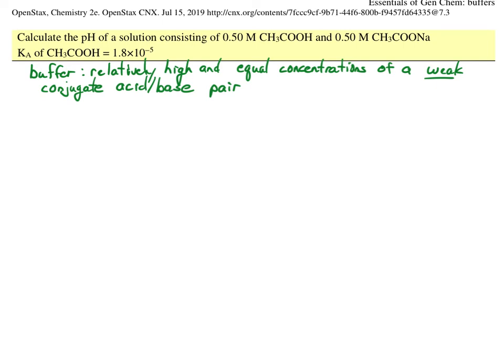This solution is a buffer. It contains relatively high and equal concentrations of a weak conjugate acid-base pair. In this case, it's a weak acid and its conjugate base. Therefore, we can use the Henderson-Hasselbalch equation to determine pH. And now we substitute the relevant quantities.